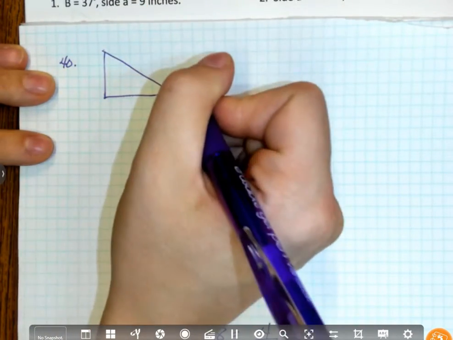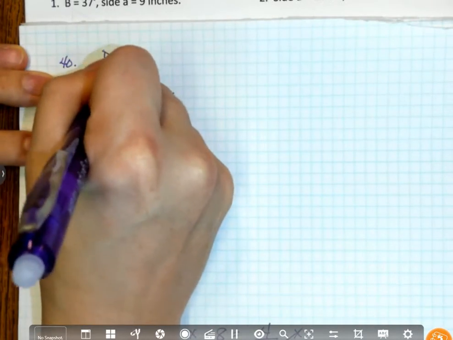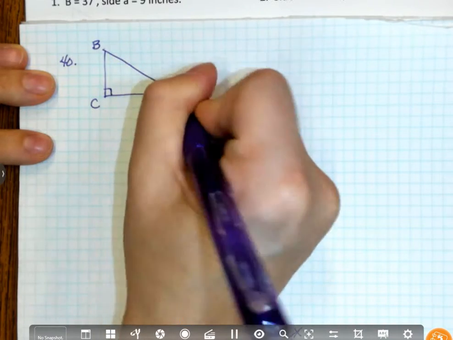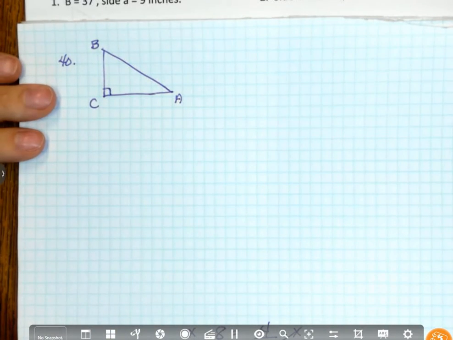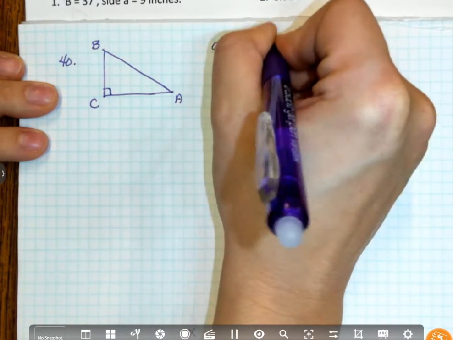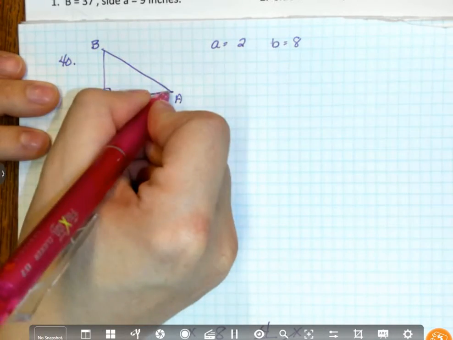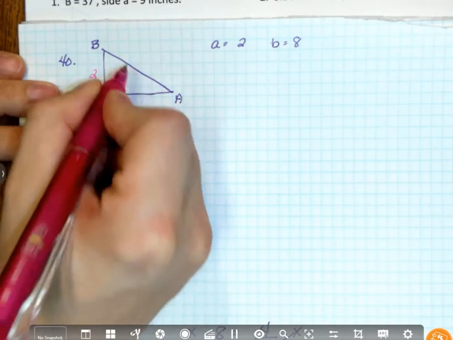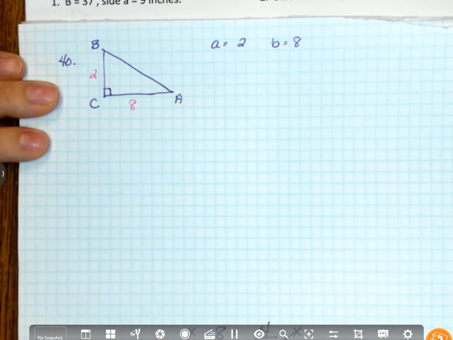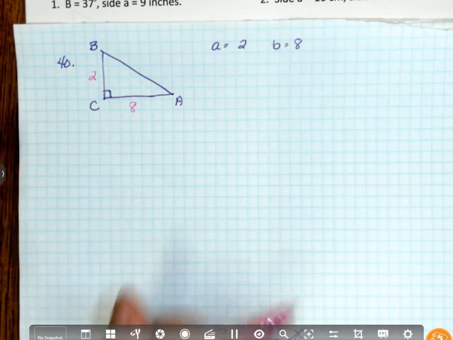So, again, I really couldn't care less where you put stuff. Your C has to be your right angle. If you want me to be a little bit crazy, I'm going to put the B up here this time and the A down here, just to be a rebel. Okay? So when I'm looking at number 40, it gives me A is 2, B is 8. So that means across from A goes my 2, across from B goes my 8, and they didn't even ask me to find side C, the hypotenuse, so I'm not going to. I don't want to do the Pythagorean theorem.